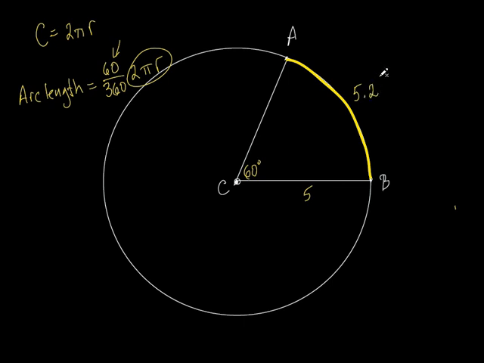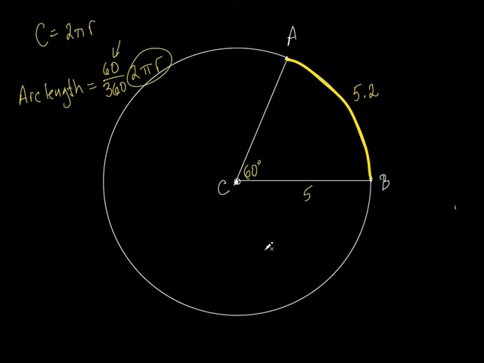Does that make any sense? Why it would be 5.2? Yeah, because it's going to be longer. Well, I'm not even going to worry about that. It's 5.2, all right? So from here to here is exactly 5.2. What do you think of that? It's not so hard, is it?